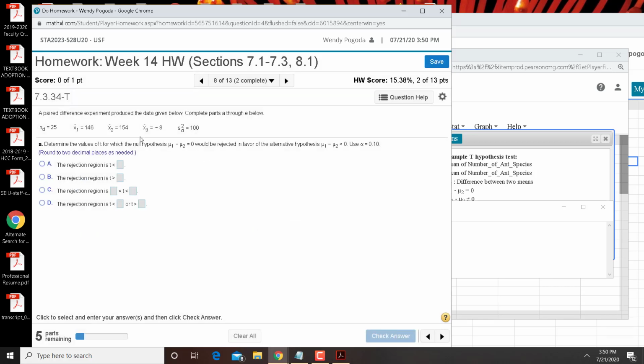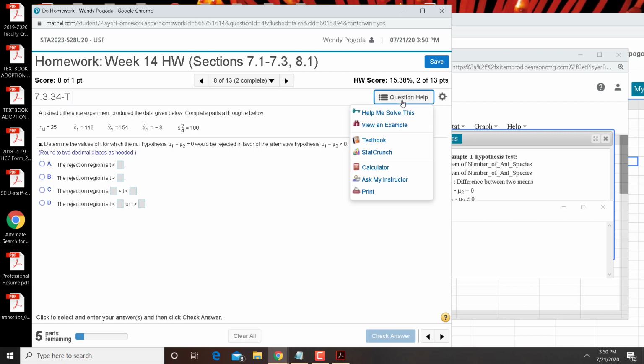Okay, this one deals with a paired difference. One of the interesting things about a paired difference test is that even though you do have two different samples of data, they're actually paired. So we have a sample mean for a before group and a sample mean for an after group, for example. Because the data is paired, we're just going to subtract those two sample means and do this just like we would do a normal t-test for the mean.